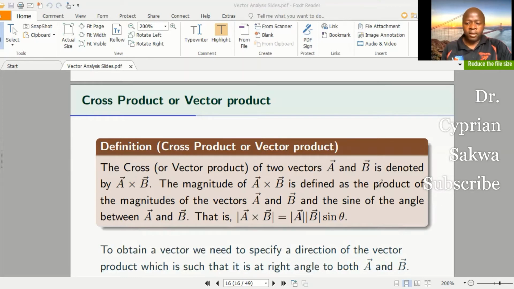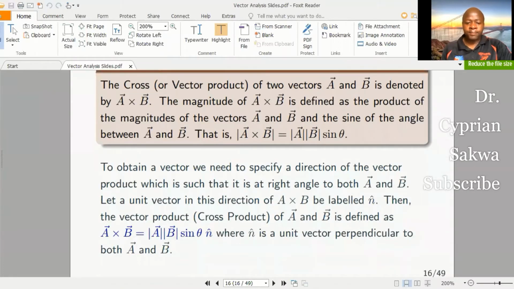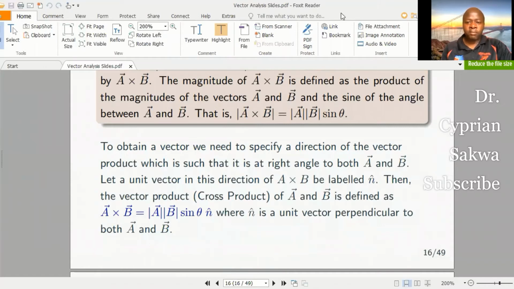And that is why I've said here that to obtain a vector, we need to specify the direction of the vector product such that it must be perpendicular to vector A and vector B. So the direction of A cross B is perpendicular to both of the vectors. It will be perpendicular to vector A, and it will also be perpendicular to vector B. That is the direction of A cross B.